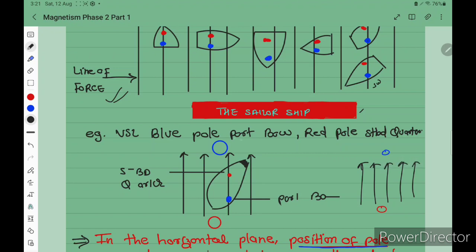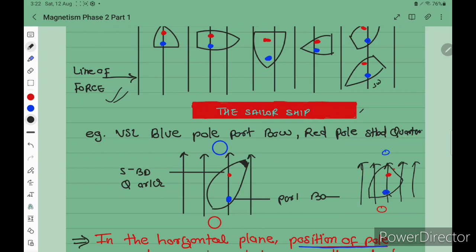Now this question is saying port bow blue and the red pole. So first, when the line of force is entering, it will acquire blue and it will leave red, correct? You mark this. Now you have to adjust your headings, such that your port bow has the blue pole. So we make it like this. If you see, this is the port bow blue and the red on the starboard quarter.